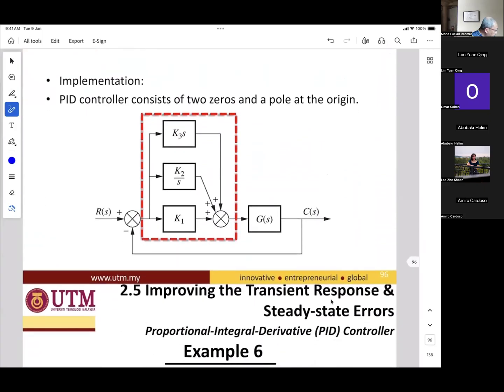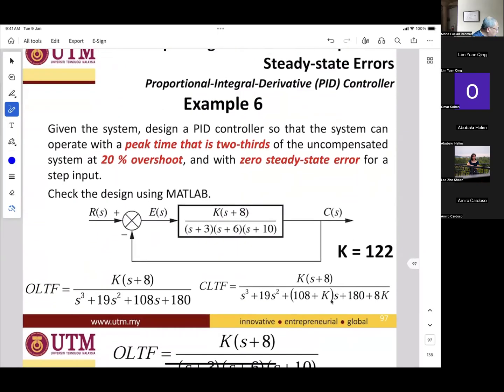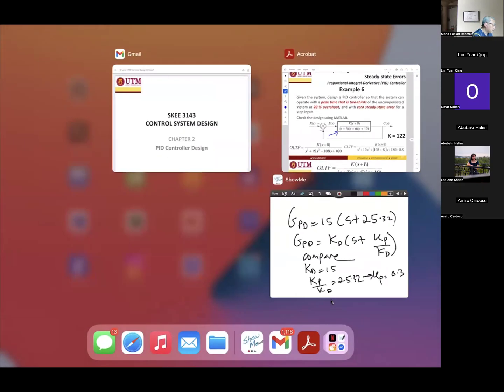So to implement it, the PID controller consists of 2 zeros and a single pole at the origin. That is the approach. So we look into this problem where you have a system where the open loop transfer function is K, S plus 8, S plus 3, S plus 6, S plus 10.